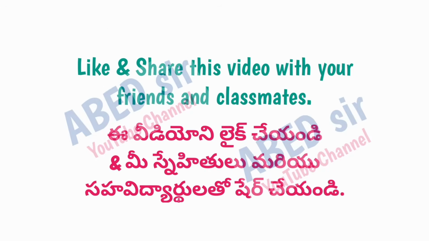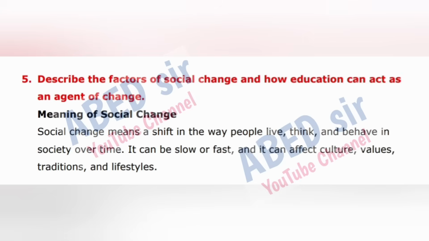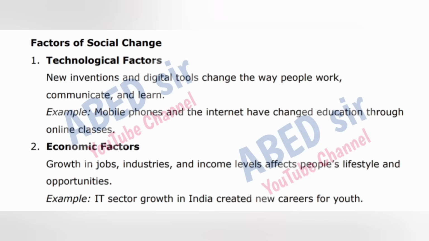Next important long question is 5. Describe the factors of social change and how education can act as an agent of change. Meaning of social change. Social change means a shift in the way people live, think, and behave in society over time. It can be slow or fast, and it can affect culture, values, traditions, and lifestyles. Factors of social change. 1.